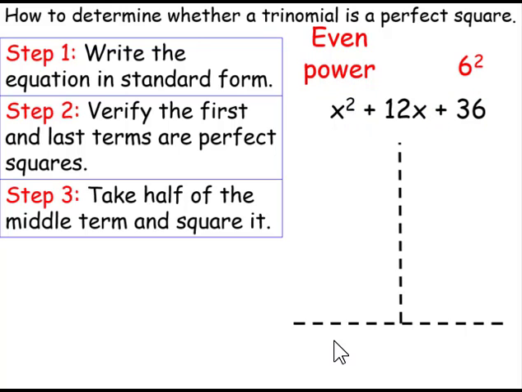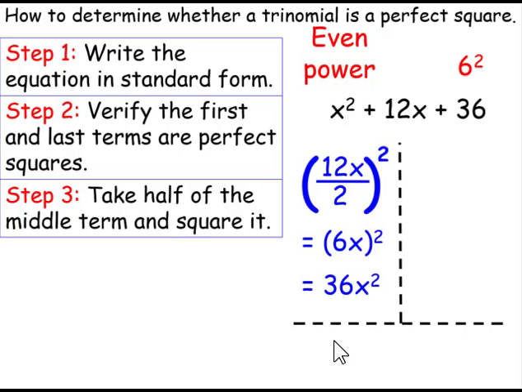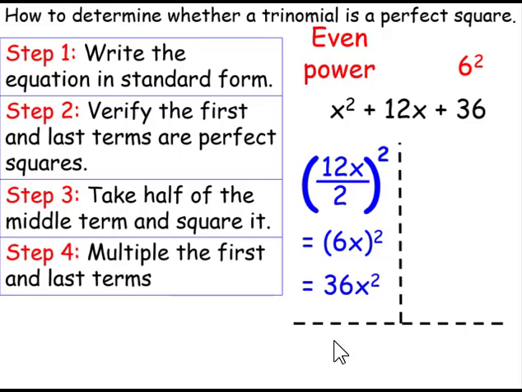The next step, we will take half of the middle term and square it. 12x divided by 2 is 6x. 6x squared is 36x squared. Step number 4, multiply the first and the last terms. x squared times 36 is equal to 36x squared.